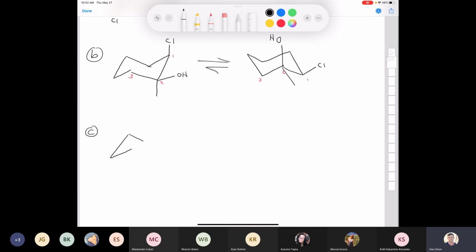So let's start by drawing a chair. Okay, so there's a chair. And I have to use my pixel eraser to clean them up after I draw them.